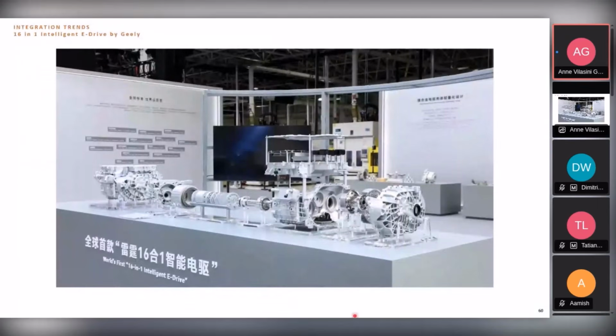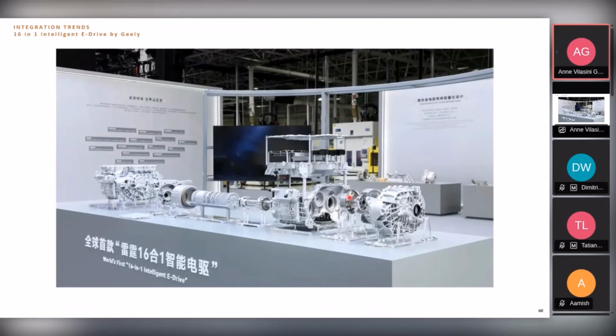Something interesting that I noted is this product from Geely, which is a 16-in-1 intelligent e-drive. It means 16 separate power electronic components are placed in one integrated unit. Instead of a car having an onboard charger and DC-DC in separate boxes, this is an integrated solution sharing one housing, one cooling, and the same connectors. Why do people talk about integration? It's basically all the reasons that we talked about so far: space, weight, and cost.